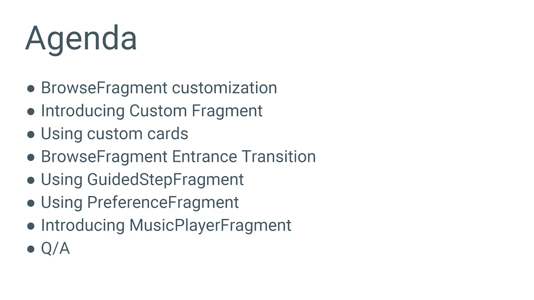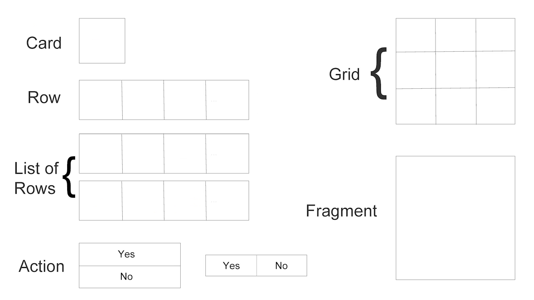In the next 45 minutes, we'll walk you through different components that come with Leanback Library, the features that we have added to those components, and some of the other underutilized features of existing components. Now, Leanback provides the basic building blocks for UI. It comes with support for cards, rows, list of rows, actions, grids, fragments. Using these basic building blocks, you can build complex UI hierarchies. But not just basic building blocks, it also makes heavy use of transitions to guide the user through your flow.